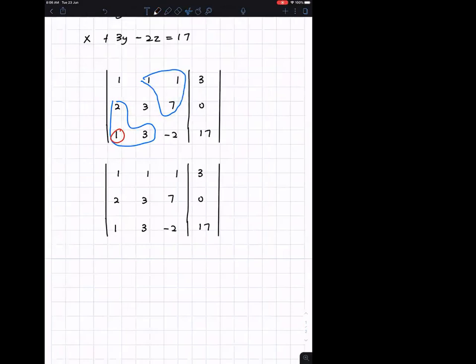To achieve that, you subtract row 1 from row 3. Row 3 minus row 1. When I say row 3 minus row 1, the change is going to happen to row 3.